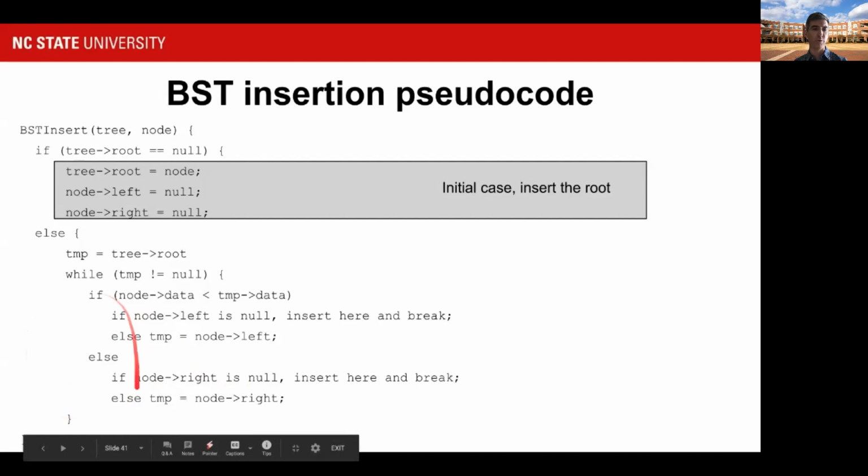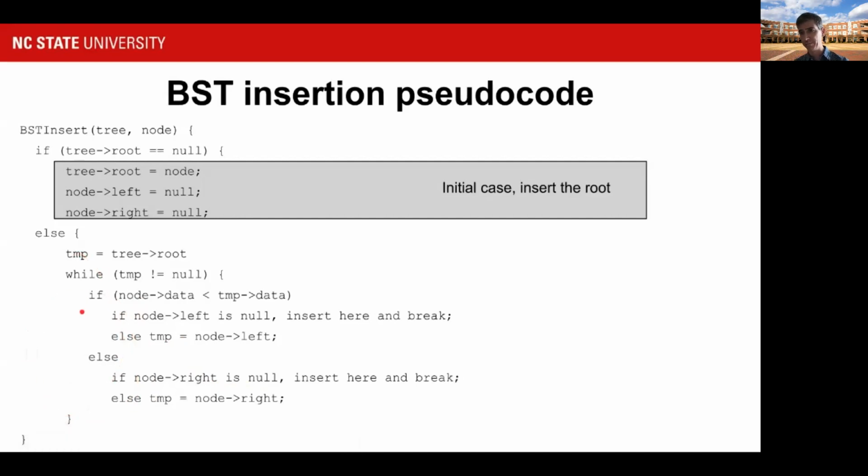And so this while loop will run until I find a node that doesn't have a child on the side that I would want to insert this. And eventually I have to find it because eventually I'll get to a leaf node if nothing else. And then I'll insert my new node either on the left or the right side of it, depending on its value.